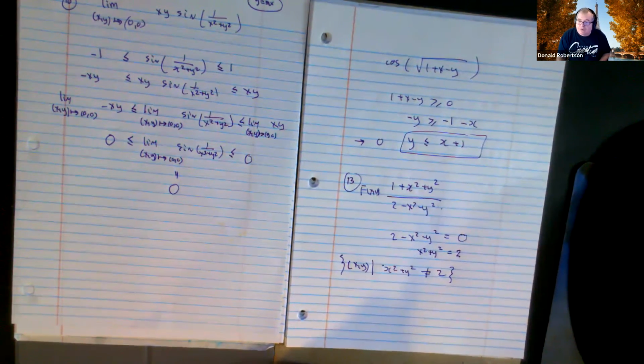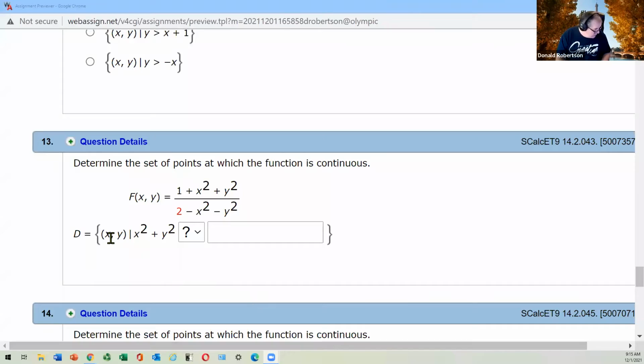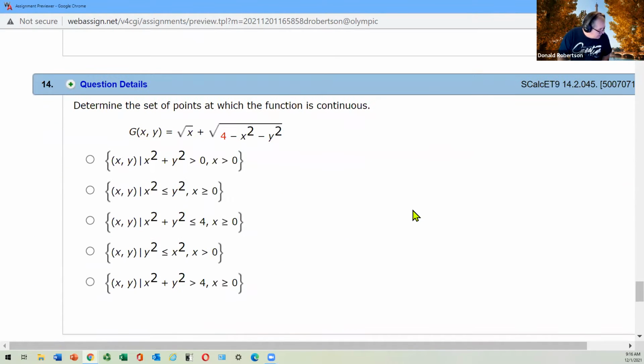Okay, let me show you what that looks like now in the homework box. Here's an xy such that x squared plus y squared does not equal 2. You see, you basically just do that. Right. Now, next one, I'm going to go and write it down. I think that's going to be a little bit easier. I hope at least a little bit easier.